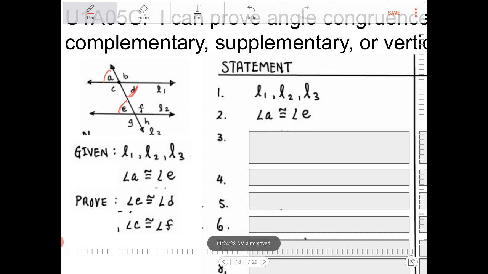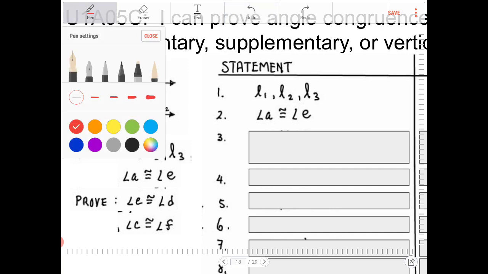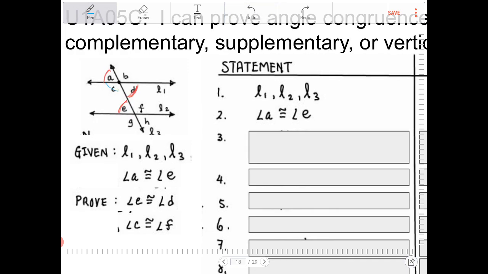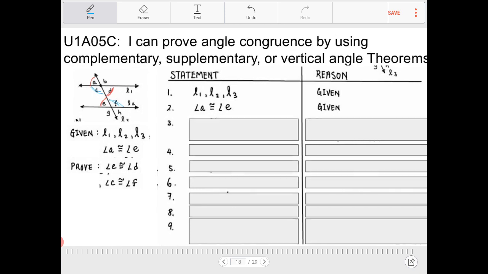Next, we're trying to prove that C is congruent to F. So I know that C and A are linear pairs, and A and C together, I'm going to use a different color now, must add up to 180. E and F must also add up to 180. Since A and E are congruent from the givens, we can then conclude that C and F must be congruent because supplements of congruent angles are congruent.